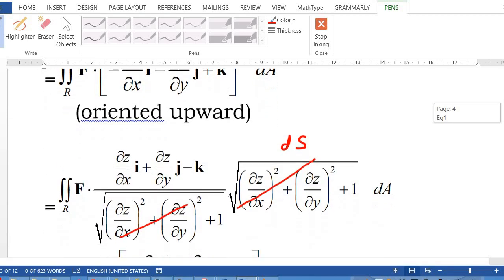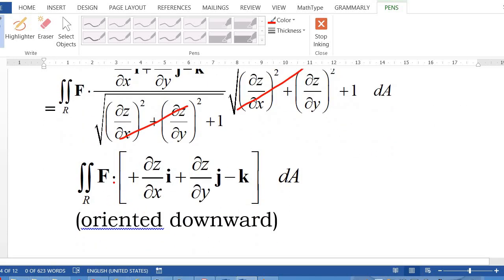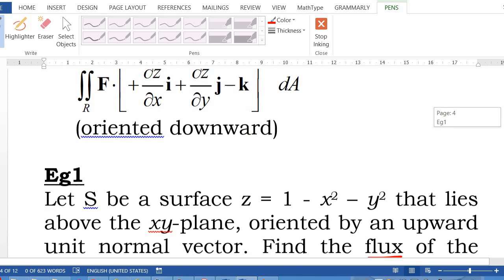Okay, if the unit normal vector is pointing down, you notice the normal vector pointing down has component k negative, to be parallel with the negative z-axis. So component i is positive, component j is positive. This is the magnitude of the normal vector, this is dS, and the square roots cancel. We have F dot (del z del x i plus del z del y j minus k) for a unit normal vector which is oriented downward.